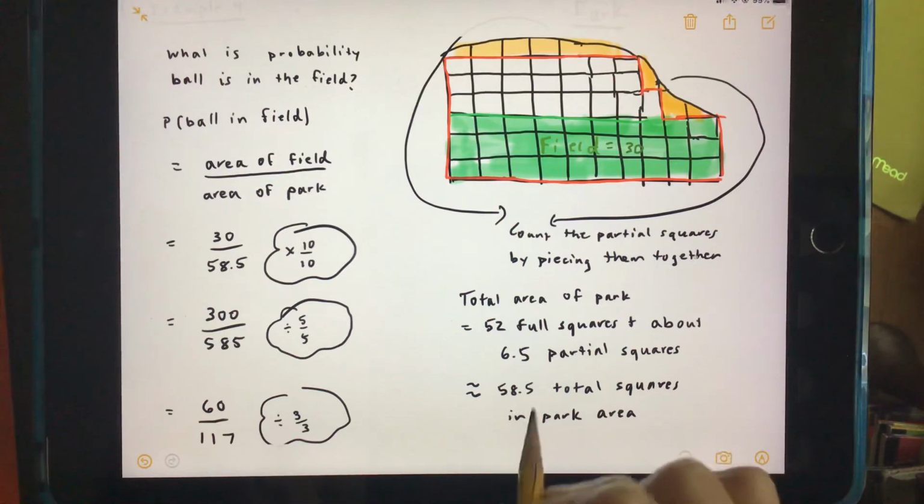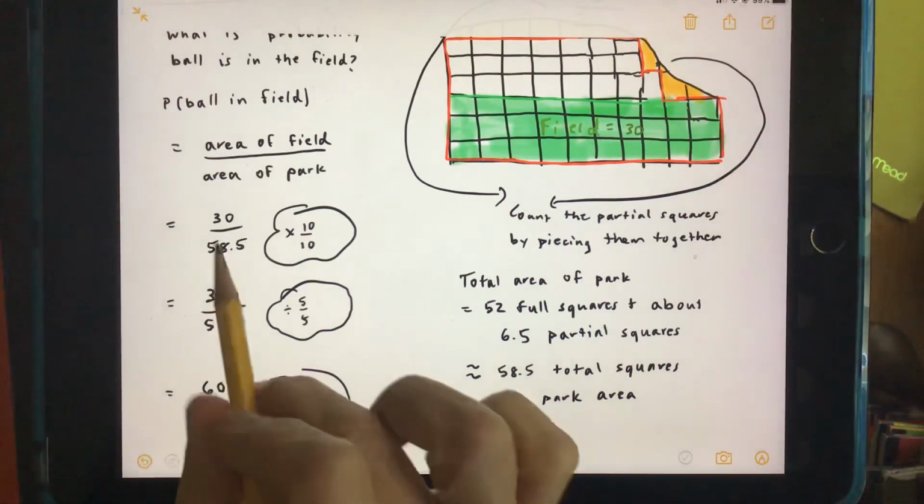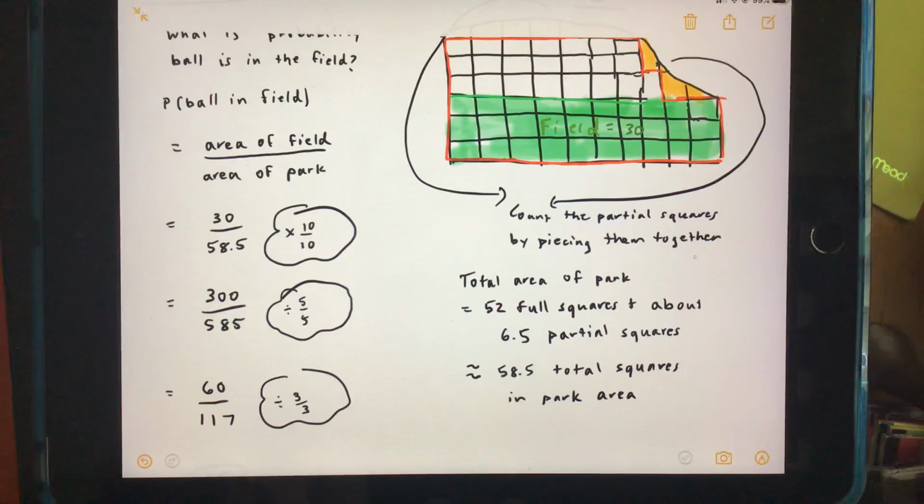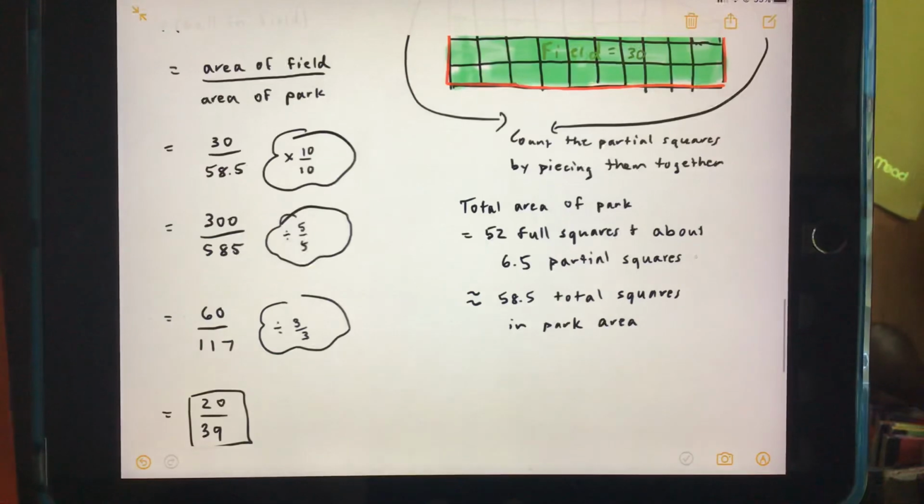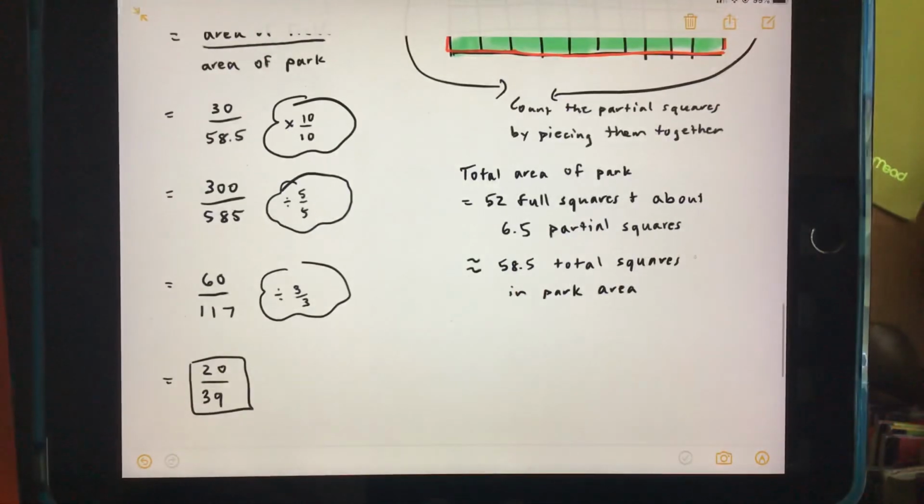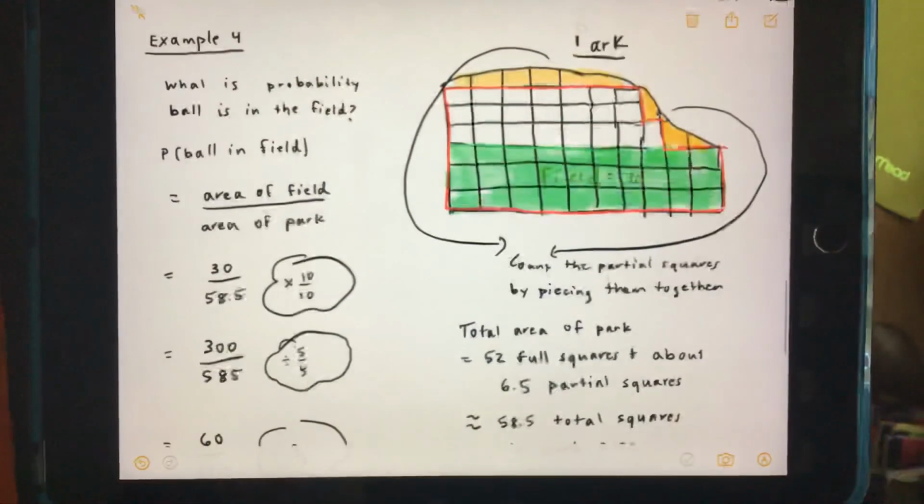So working with 58.5 as our approximation for the total number of squares in the entire park, to simplify this, first I'd multiply by 10 over 10 to get rid of the decimal point. That would give me 300 over 585. Then I divide by 5 over 5, since I notice both 300 and 585 are divisible by 5. That would give me 60 over 117. I notice that both 60 and 117 are divisible by 3, so I divide by 3 over 3, and that gives me my fully reduced fraction, 20 over 39. So it looks like there's a little more than half a chance that that ball will actually be in the field. Just a little over 1/2.